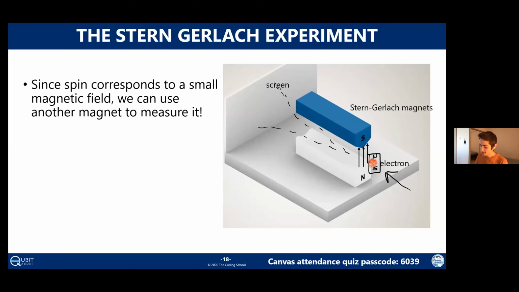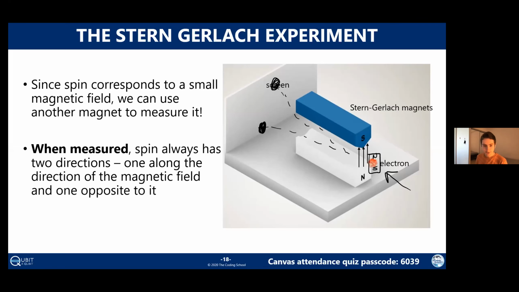And this whole process is effectively a way of measuring spin, right? If the electron was spin up, it would light up the screen here. And so we would have measured it as spin up. And if the electron hit the screen down here, then it had to have been spin down. And so we measure it as spin down. Now recall that when you measure from the Stern-Gerlach experiment, the spin always has only two directions, either in the direction of the magnetic field lines or exactly opposite to it. And so again, that's the spin up and spin down measurements we can take.